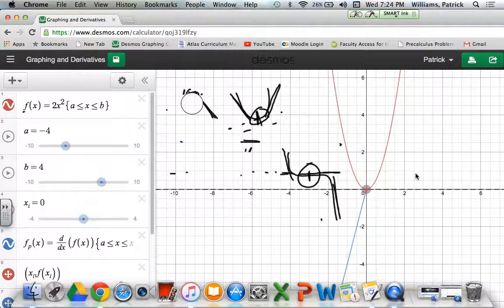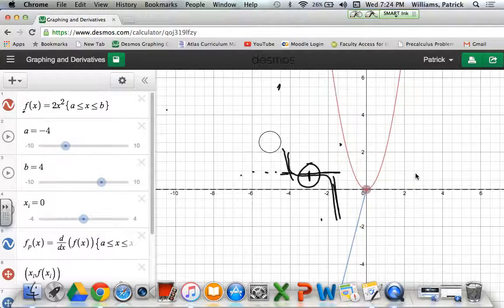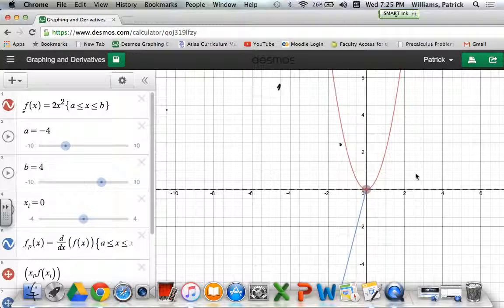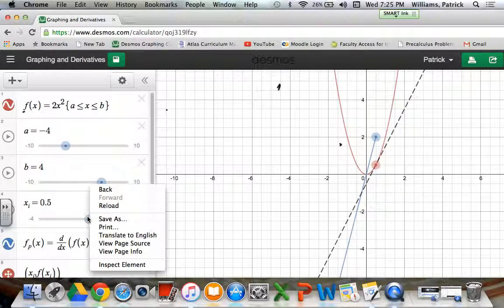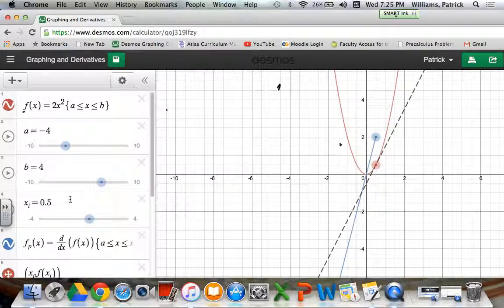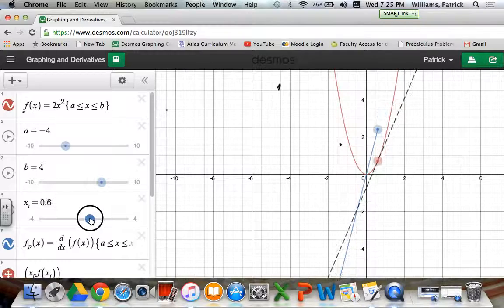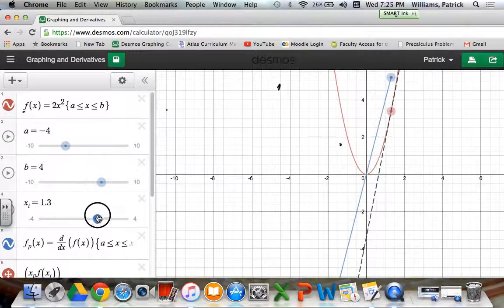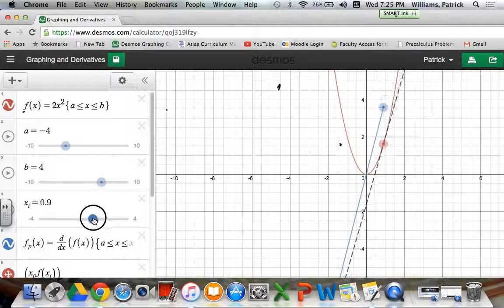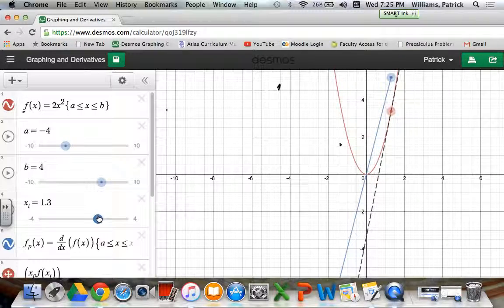So if we go through and trace out this function right here and continue to do it, what's going to happen when I move that slider more forward to the right? Well, the slope of our tangent line becomes positive, and it gets more positive the more we go towards x equals 4, and so our blue line goes up, okay?